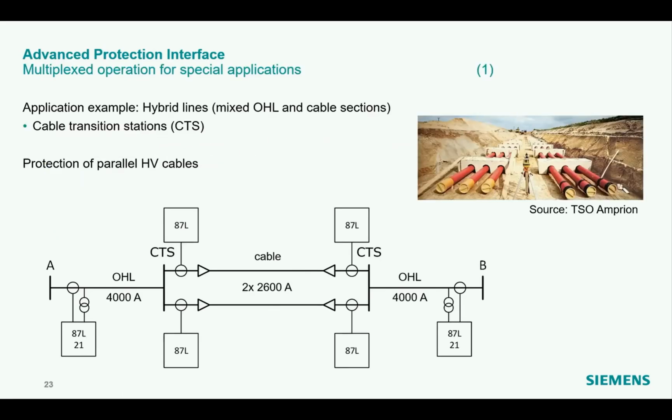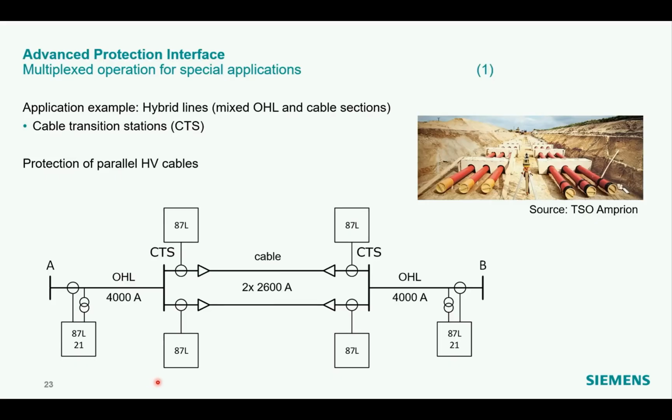Here you will see one example for this multiplexed operation of the protection interface. Consider you have a hybrid line. A hybrid line is a mix between an overhead line and some cable sections. Here I have an example from a transmission system operator in Germany, Amprion.